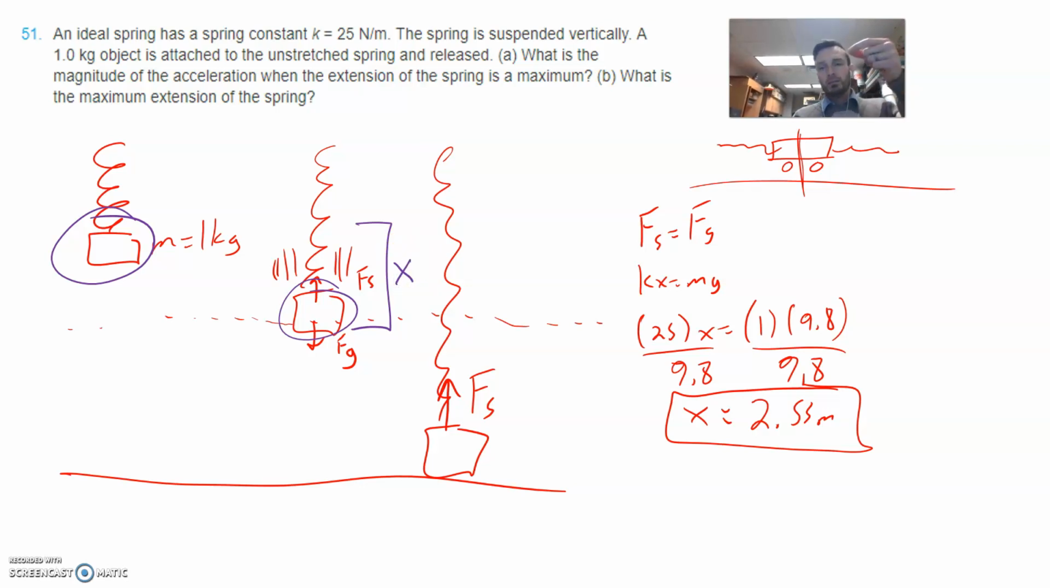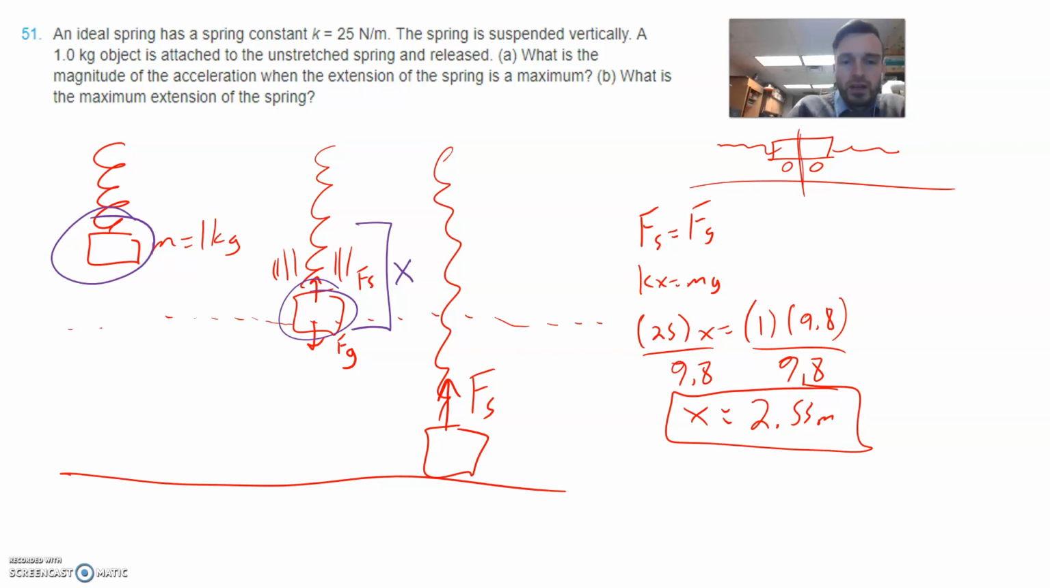In other words, if I take my mass and the spring's relaxed and I let it go and let it bounce until it stops bouncing, it's going to come to rest at a point where the displacement from the initial position is 2.55 meters. Now that's very useful information.